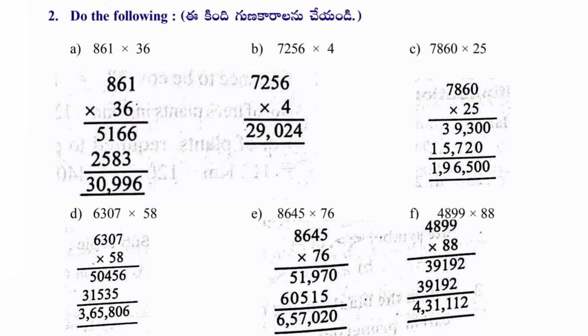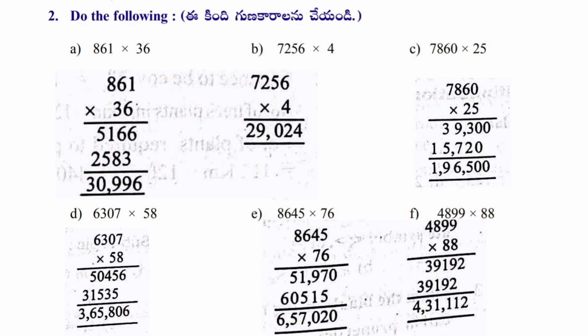Then do the addition. 0 plus 0 is 0, 3 plus 2 is 5, 9 plus 7 is 16. 1 carry forward, write down 6 here. Then 5 plus 3 is 8 plus 1 is 9 and 1 as it is, 1,96,500. Are you getting my point, guys? In this way only you have to do it.